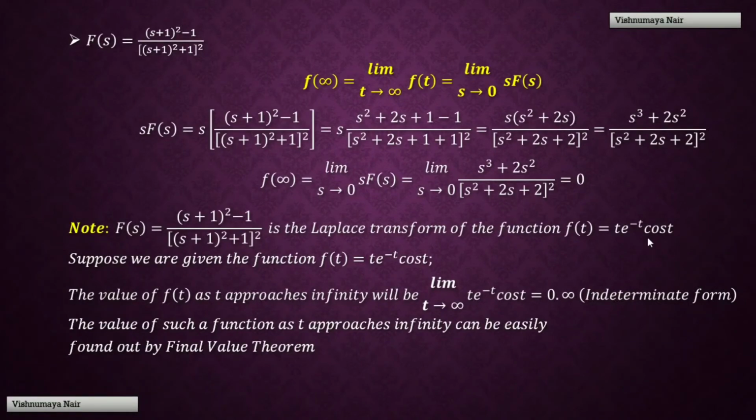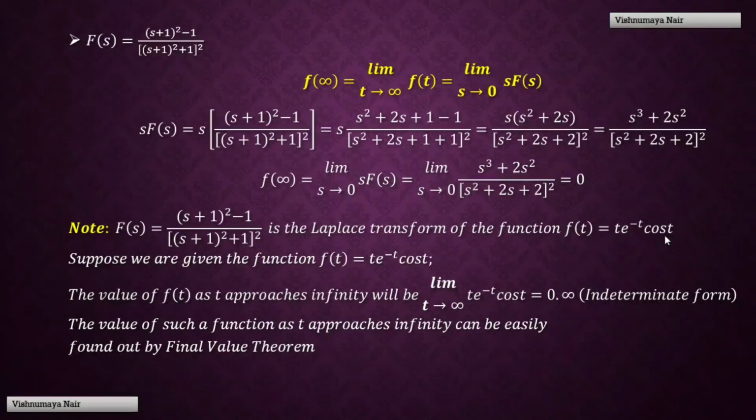If you want, you can check it by taking the Laplace transform of the function e raised to minus t into t cos t. How do you take the Laplace transform of this function? First, you will have to take the Laplace transform of t cos t by means of the differentiation property of Laplace transform. And after that, using the first shifting property of Laplace transform, you will have to substitute s plus 1 in the place of s because of e raised to minus t present here. So if you have any doubts regarding the first shifting property or differentiation or integration of Laplace transforms, you can watch my videos on those topics. I'll provide the link in the description.